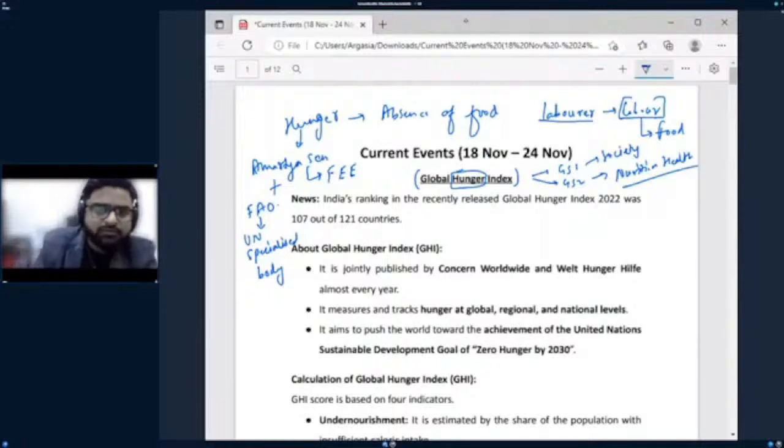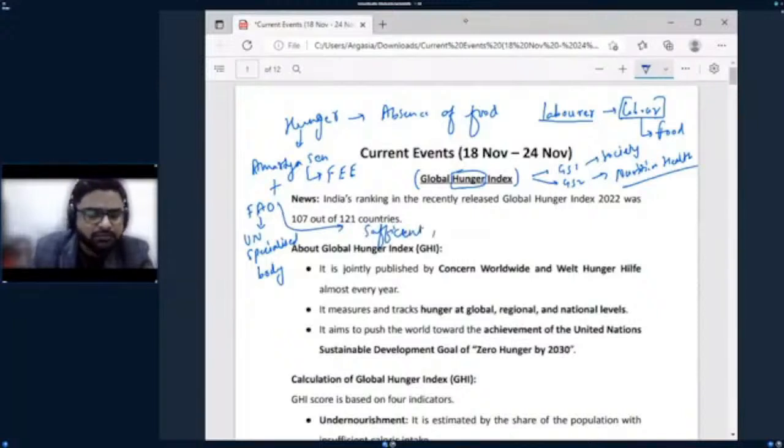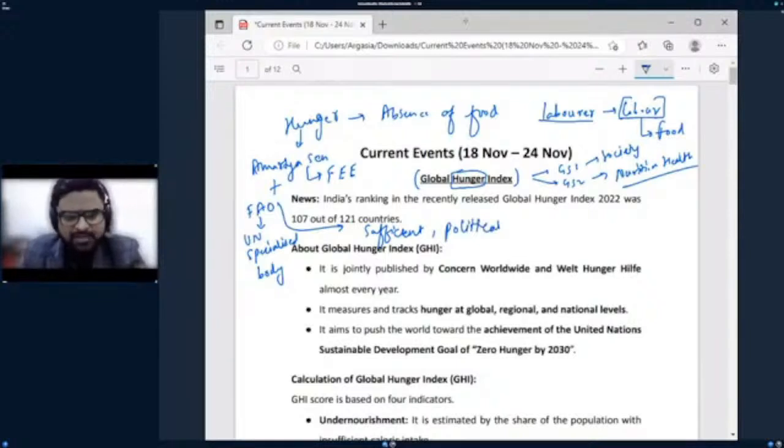This body has also emphasized in its hunger report simply that we have sufficient food for everyone's need. The problem is political management. It exemplifies in two ways. One, a divide between the developed countries and developing countries. Developed versus developing.